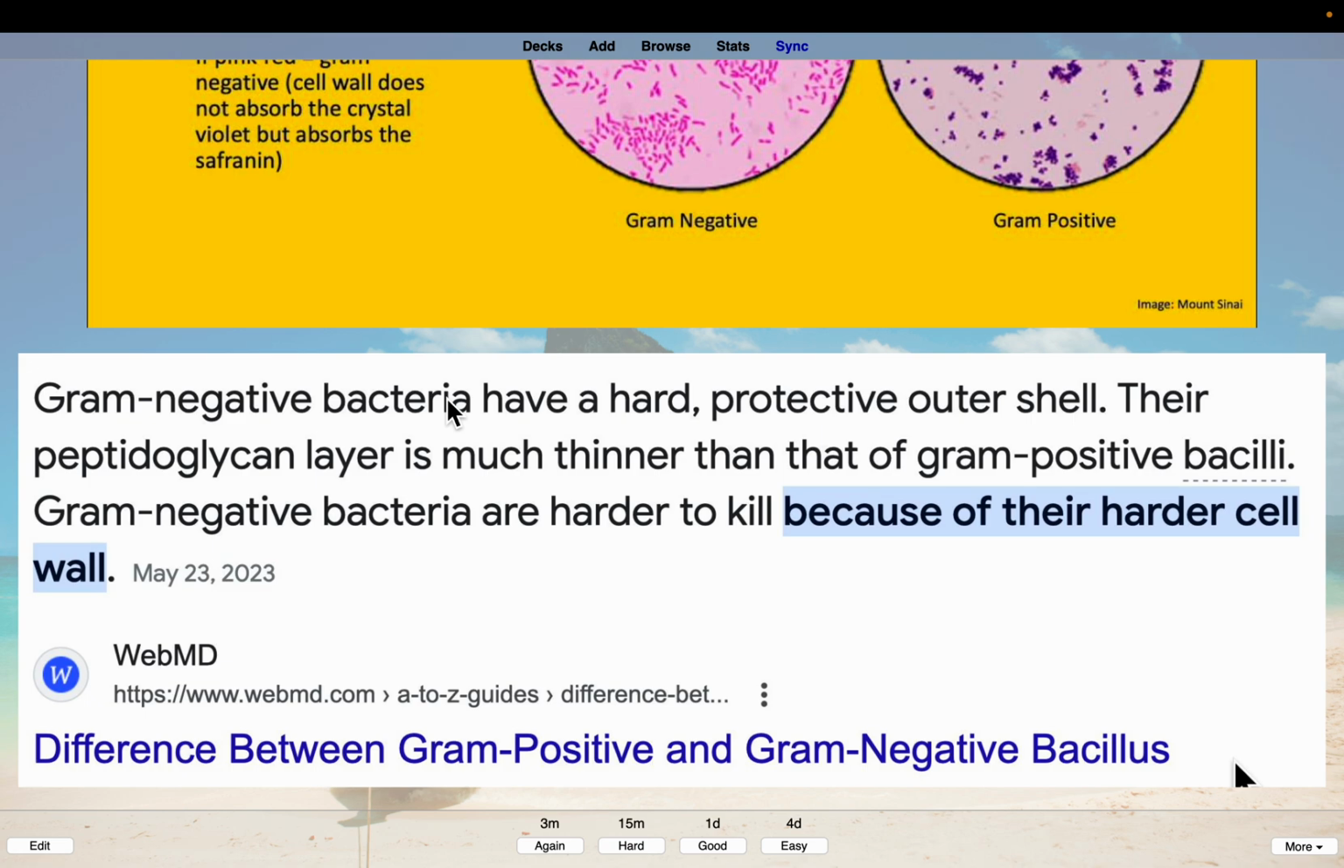But yeah, gram-negative bacteria have a hard protective outer shell. And this explains why gram-negative bacteria are more difficult to treat. That's because of their harder cell wall. So if your infection is discovered to be caused by gram-negative bacteria, then definitely it would be harder to treat it, especially with medicine.